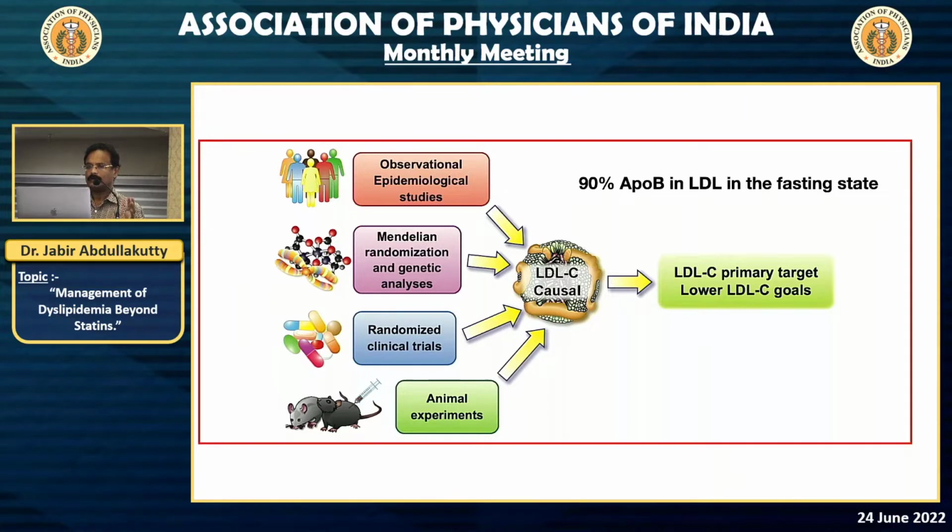So all the studies so far, we have enormous data, and this enormous data shows only one thing. LDL cholesterol is the primary target of therapy, and lowering LDL cholesterol has been found to have a great benefit in reducing atherosclerotic cardiovascular events. This was evident in observational studies, epidemiological data, Mendelian randomization studies, plenty of RCT studies and animal experiments. They found one thing: LDL cholesterol is the causal agent for atherosclerosis.